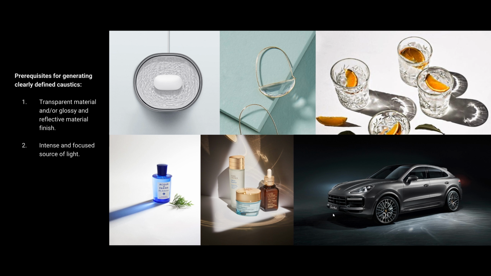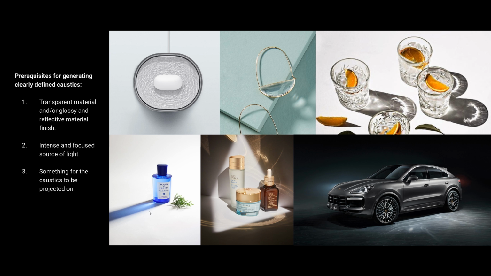Then we need the light to be intense and focused. When we take a look at the shadows in all these shots, we can see that they are quite sharp, meaning that the light source is small and intense. In the shots where it's a bit more soft, like in this one here and this one here, we also see that the caustics are less defined. So if you want this very defined and very focused type of caustics, you need your light source to be very small and intense.